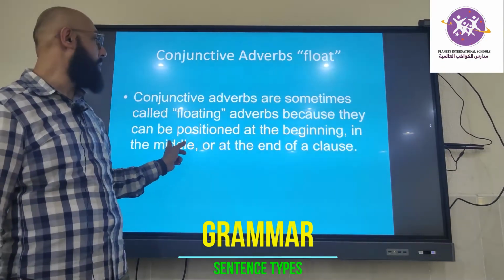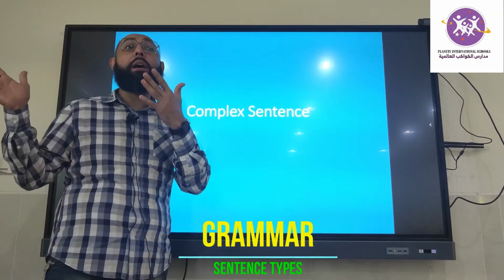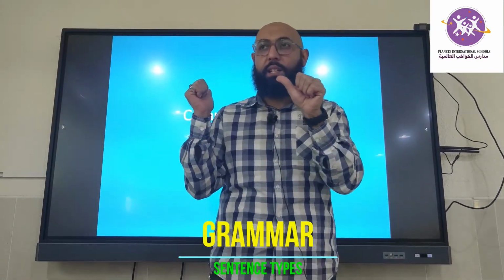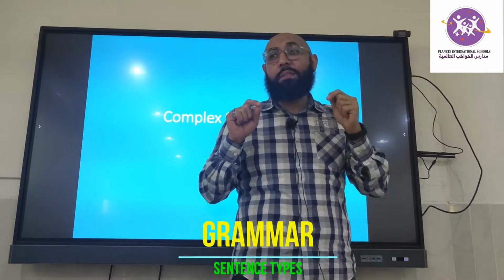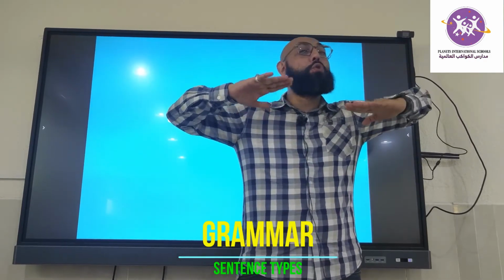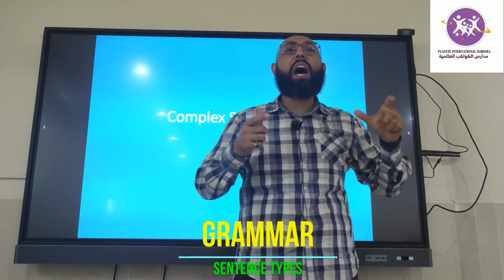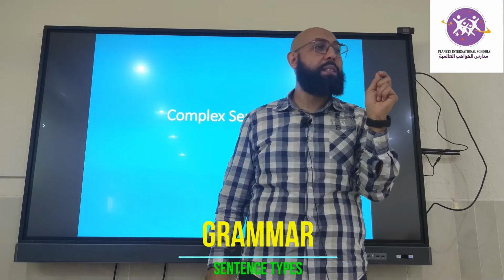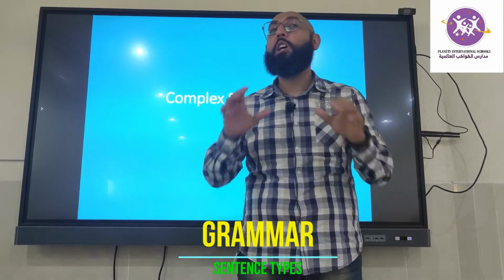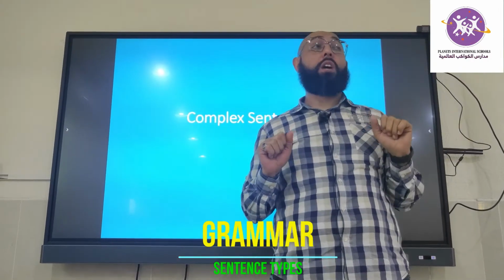Let's go to the complex one. Complex sentence. Like in the compound sentence, which consists of two parts, the complex sentence has two parts. But this time they aren't two independent clauses. Here we have two parts, but the first one is dependent and the other one is independent. How do I know that this clause is dependent? By a key word, a magic word, which is called a subordinating conjunction. Subordinating what? Very good. Subordinating conjunction.